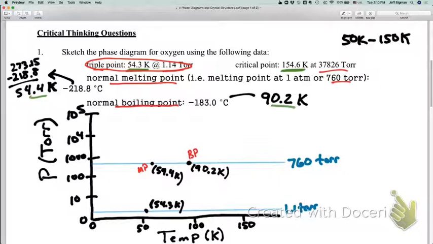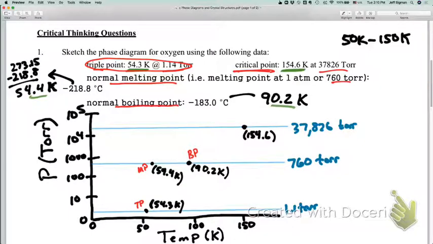And then finally, let's add in the critical point. The critical point is at 37,826 torr, so I'm putting a rough estimation of that pressure, and then I'll put in a point at around 154.6 Kelvin, roughly. There we go. Now all our points are in. Now, you have to remember what the phase diagram represents. It represents phase changes at temperatures below, to the left of, MP, the melting point. Oops, I forgot to put in my label for the critical point. There we go.